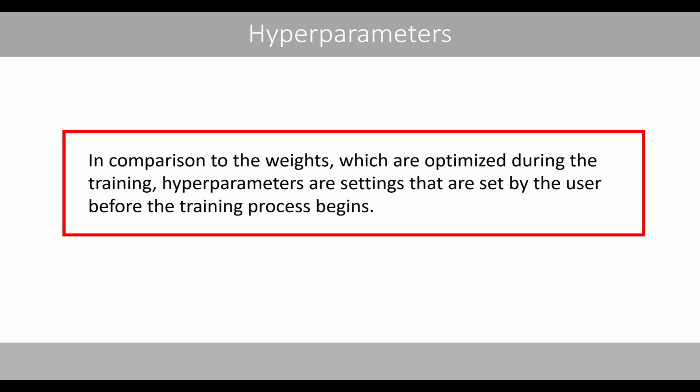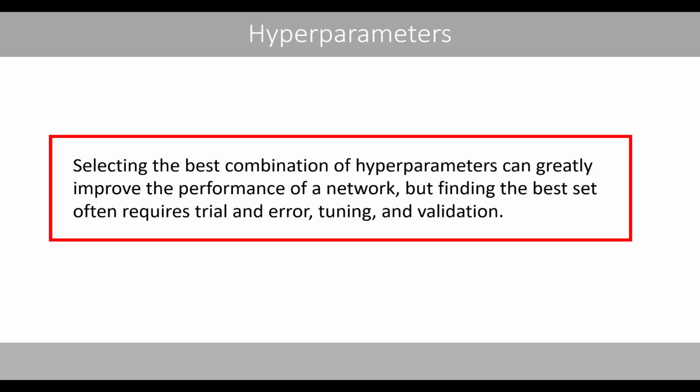In comparison to the weights, which are optimized during the training, hyperparameters are settings that are set by the user before the training process begins. Selecting the best combination of hyperparameters can greatly improve the performance of the network. Finding the best set often requires trial and error, tuning, and validation.